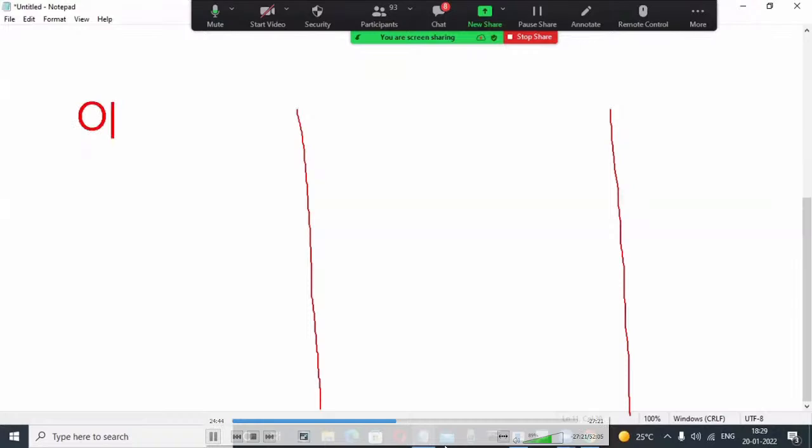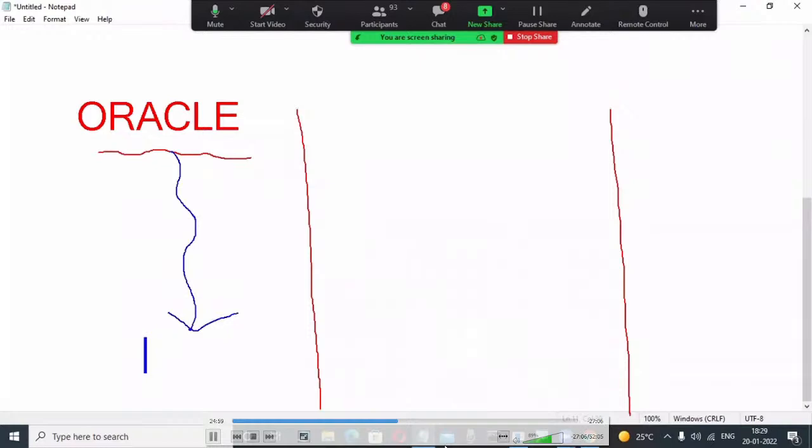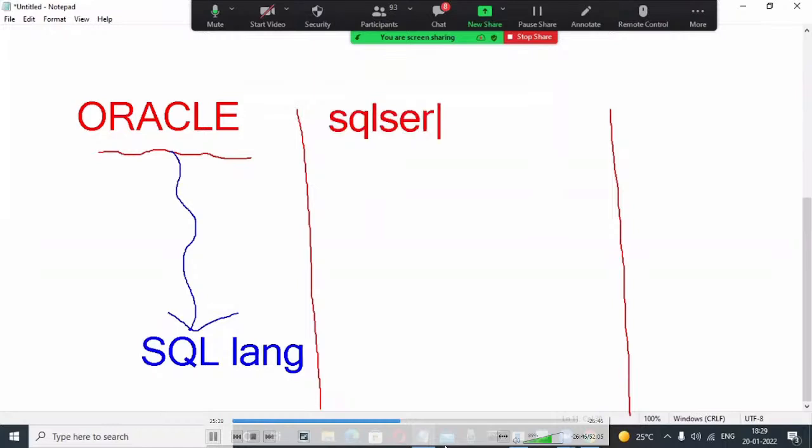I'm working on Oracle projects. Oracle is a relational database product. If I want to operate this relational database product in my company, I use SQL, which is a language. Suppose in my company another project uses another relational database product, from Microsoft. That is SQL Server.